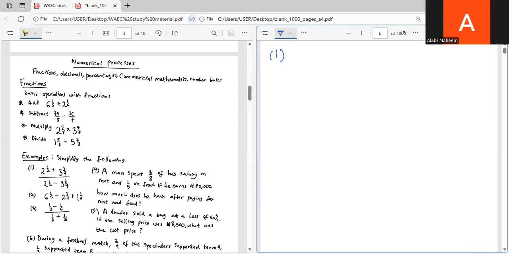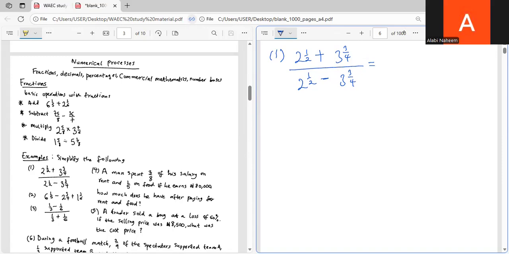simplify the following. We have 2.5 plus 3 whole number 3 over 4, all over 2.5 minus 3 whole number 3 over 4. We want to simplify. At the numerator, you can see we have two terms that we want to add. At the denominator also, we have those two terms, but then we are subtracting them. So the next step now is to convert the mixed numbers to improper fractions. And in the previous video, we learned how to do that.